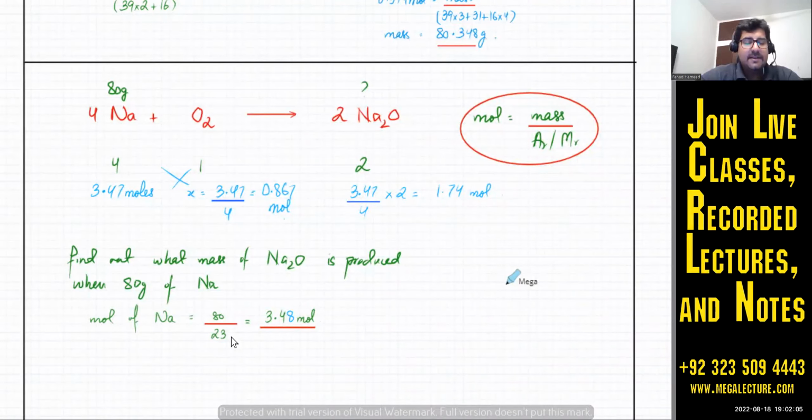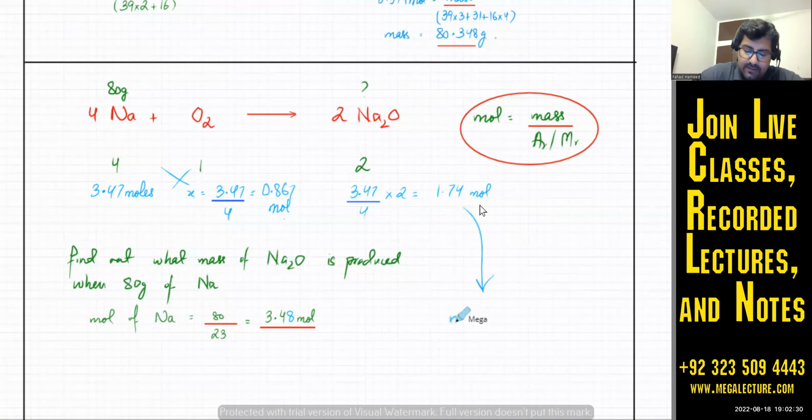So 80 grams, convert, divide by 23, you get 3.48 moles. I used the ratio, divided by 4, and it came out to be 0.867 moles for this one. 3.47 divided by 4 into 2, you get the moles for this one. Once you have the moles, find out what he is asking. He's asking for the mass of sodium oxide. So once you know how many moles you've got, now he's asking, what is its mass?